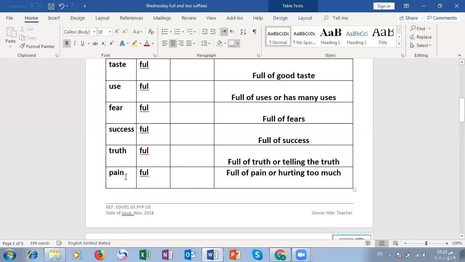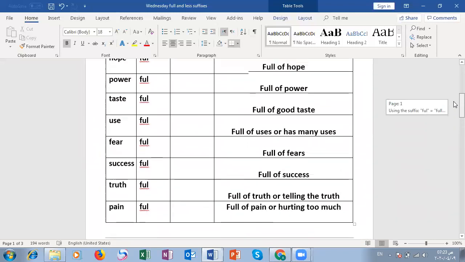Pain. When you have something that hurts you, maybe your hand hurts you, okay, your stomach hurts you, so you have a pain, and this is painful. This is painful, full of pain or hurting too much. So sometimes you are crying because you have a painful stomach ache.